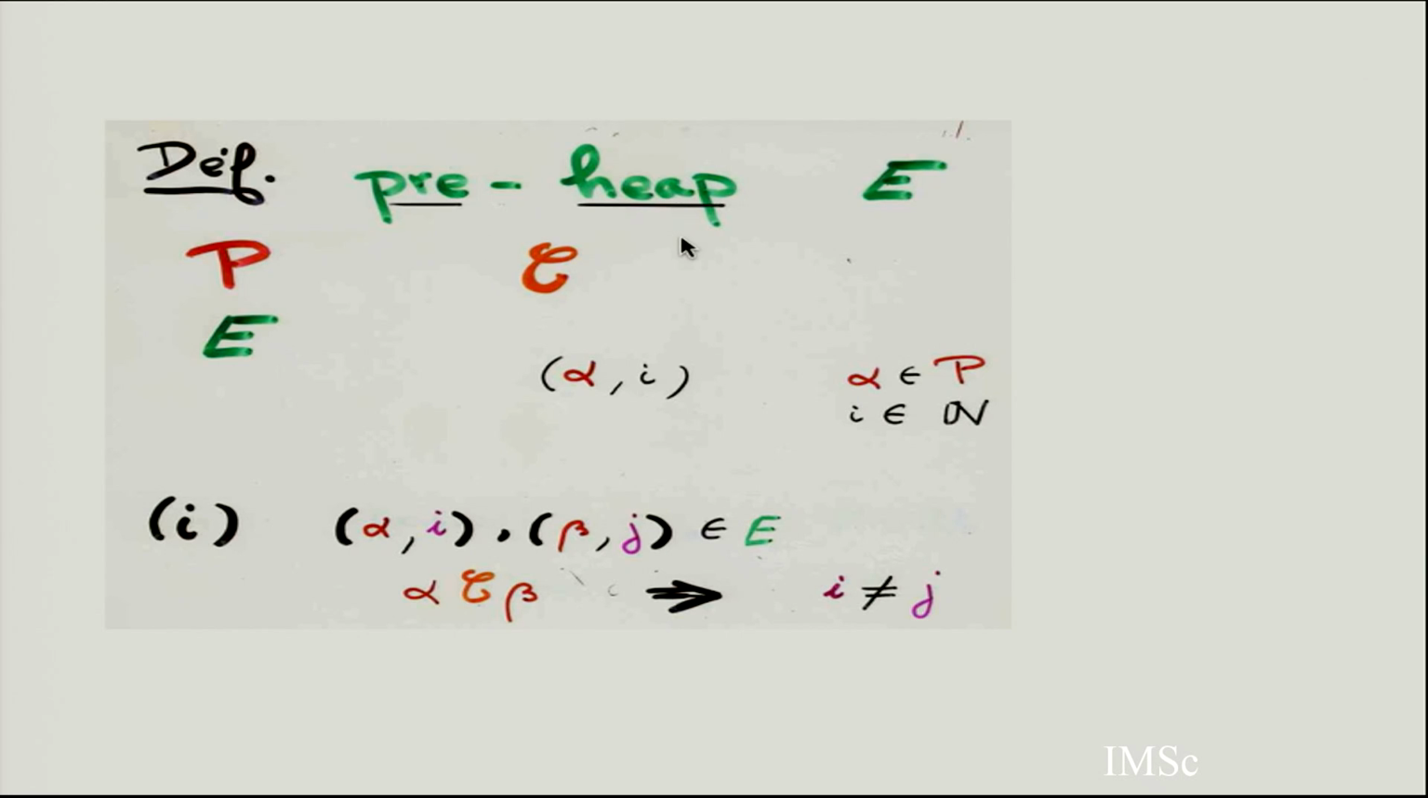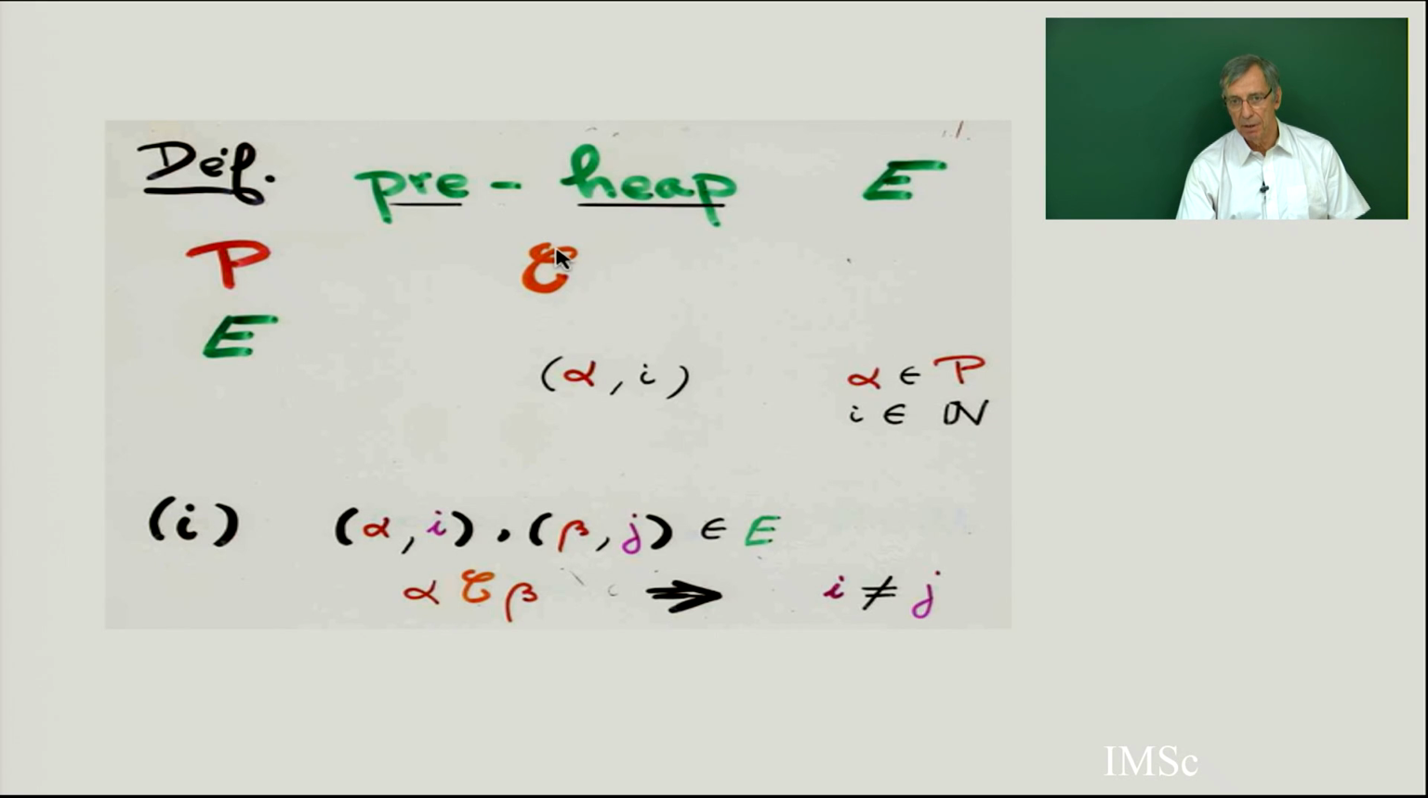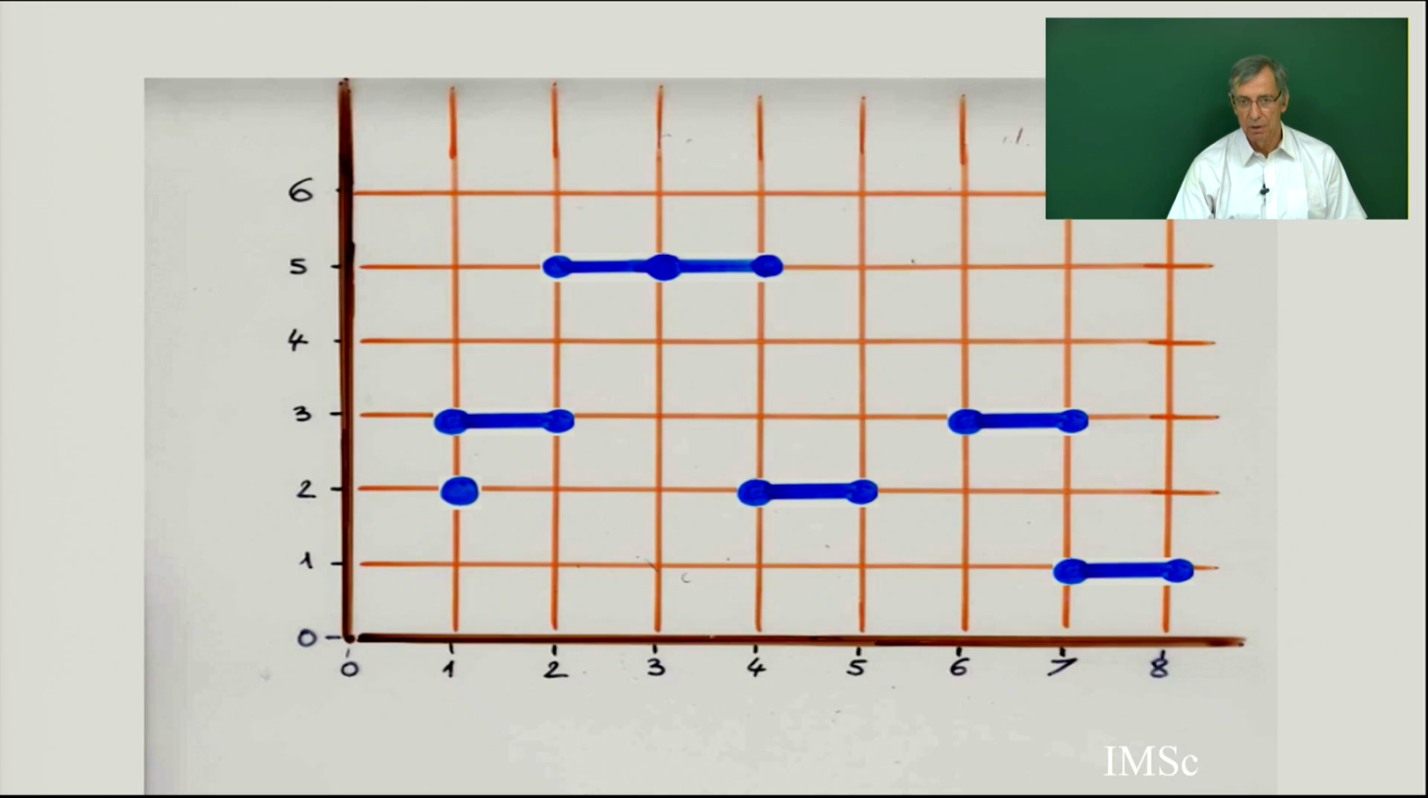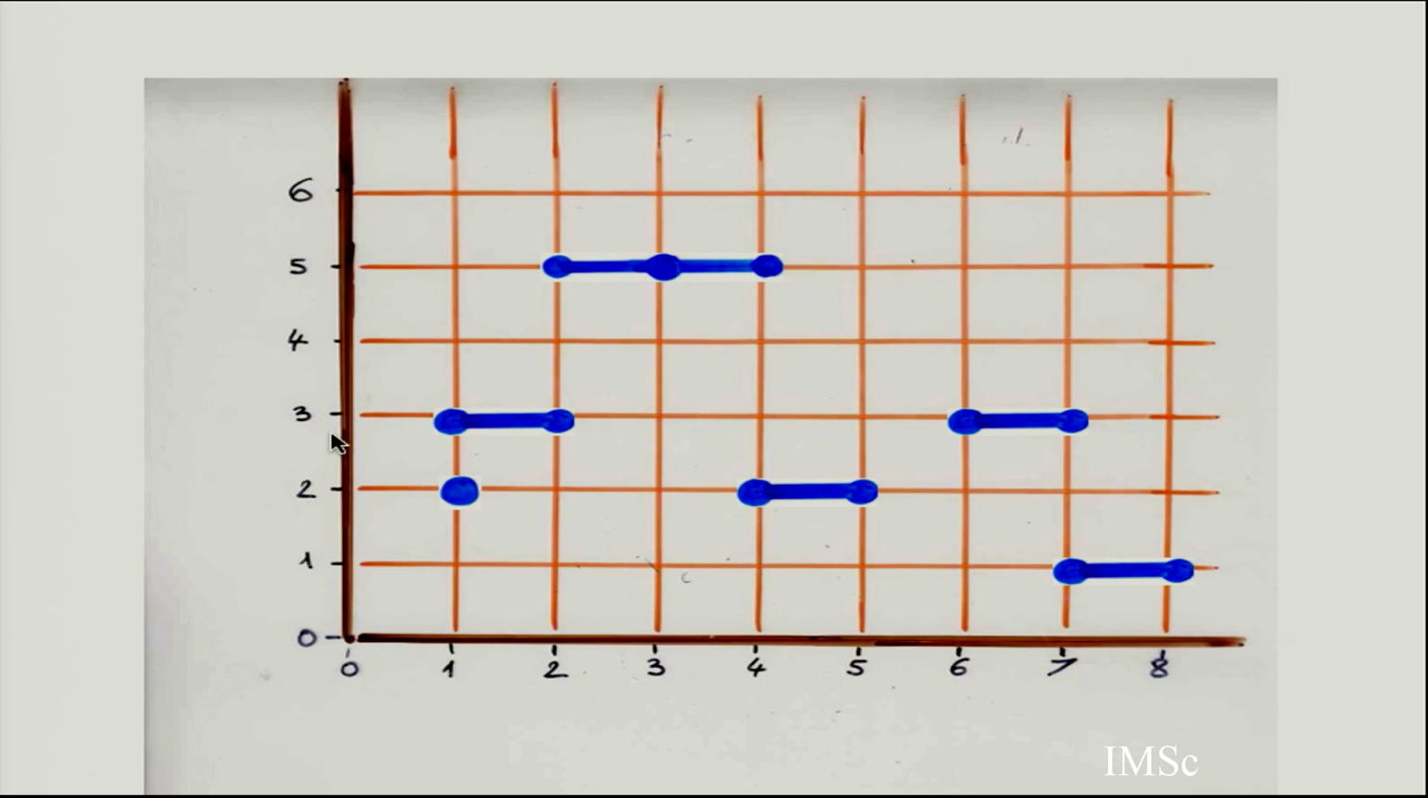I define a pre-heap. A pre-heap is exactly the same as a heap, except you have only condition one. So you have the basic pieces, you have the dependency relation, you have the poset E, only condition one. So this is an example of a pre-heap of segments, which means they are floating in the air. You see this segment there, there is nobody below it at level i minus 1.